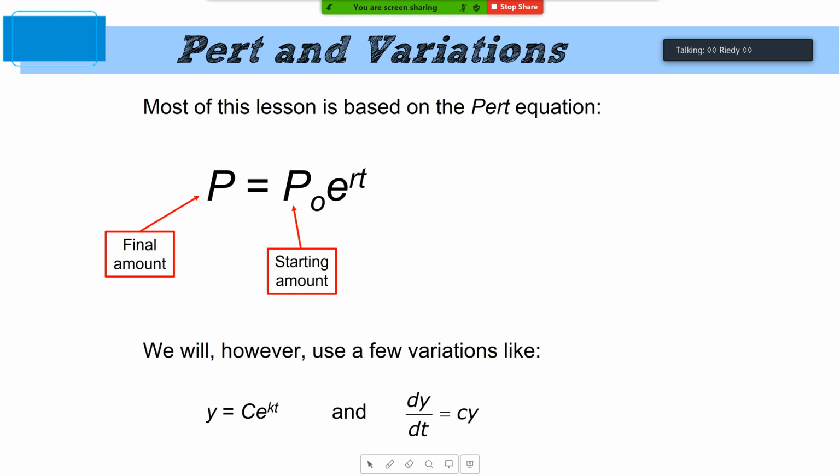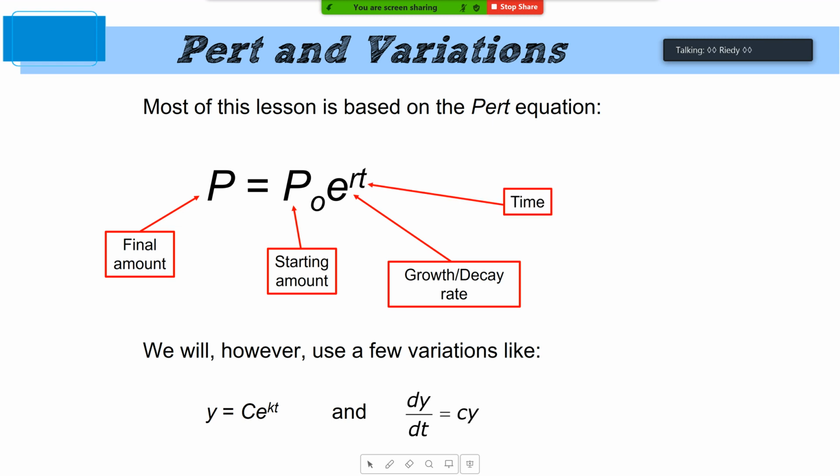Anybody remember how big e is? 2.7 something. Good job, John. It's 2.71828182, and then 45, 90, 45. Or 2.7 something. All right, r is the growth and decay rate. If r is positive, it's a growth. If r is negative, it's a decay. And then t is time.